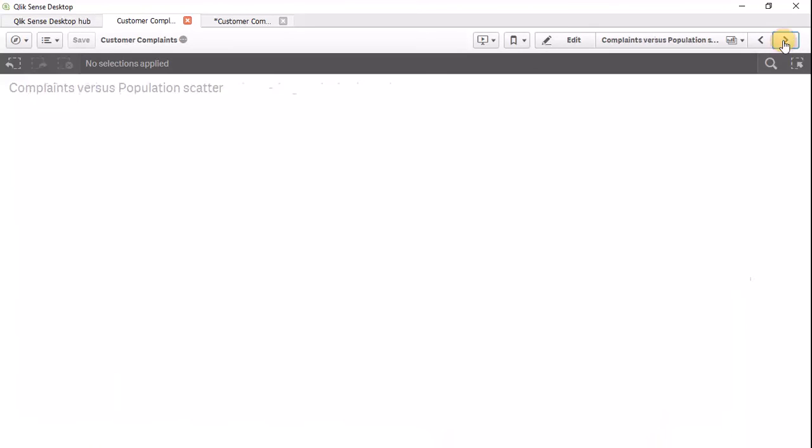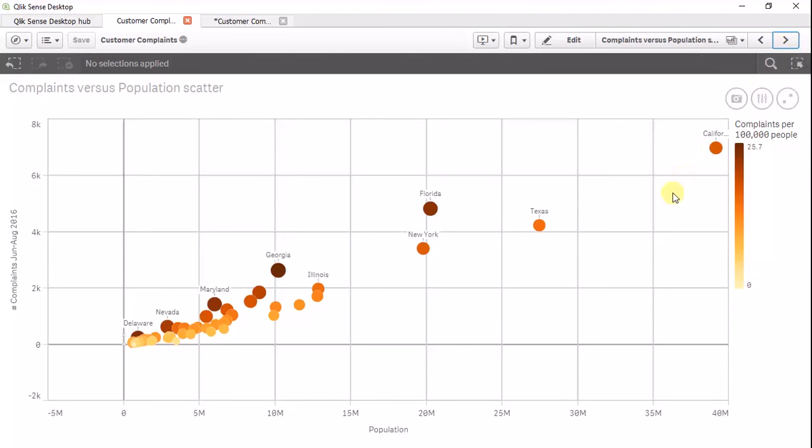A similar analysis can be performed with a scatter chart, where we compare the population versus the number of complaints, and with the number of complaints per 100,000 people color coding each of the dots and also sizing the dots. So we can pick out Georgia again, Maryland, and Florida, and this gives us a perspective of the size of the population.